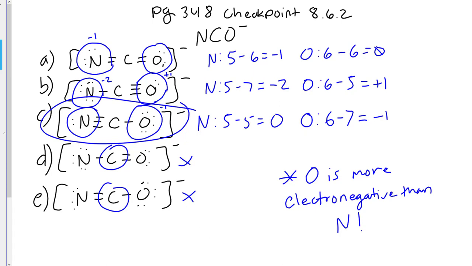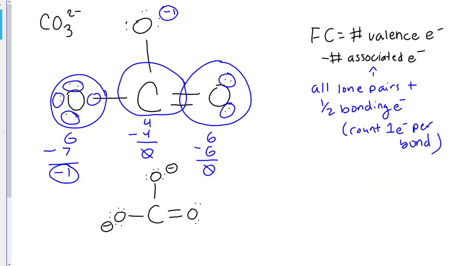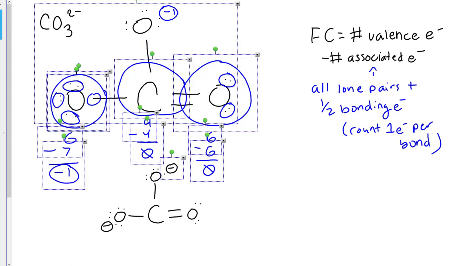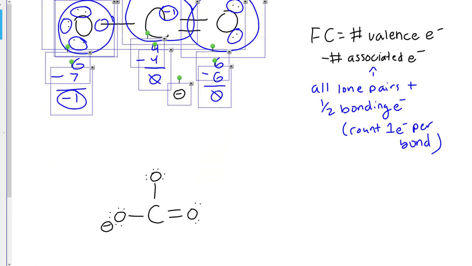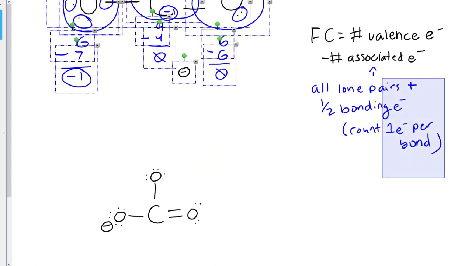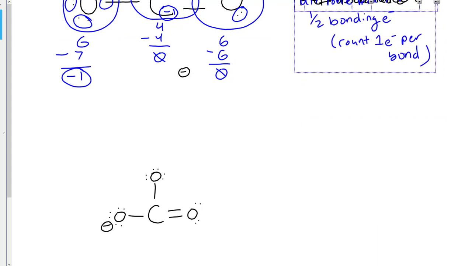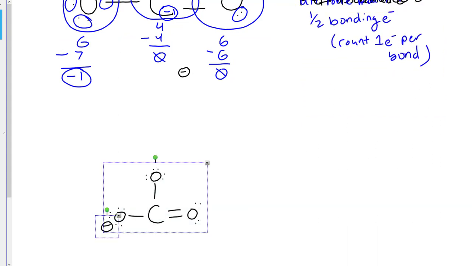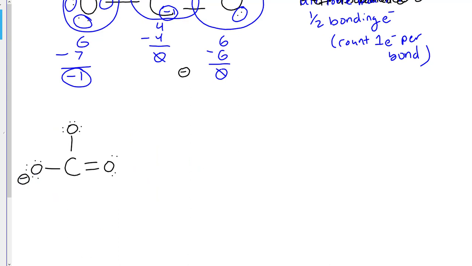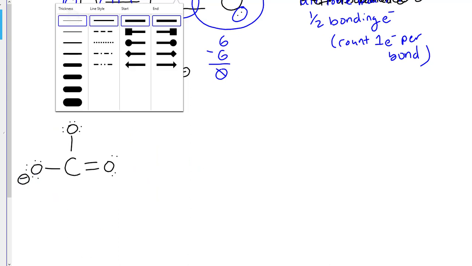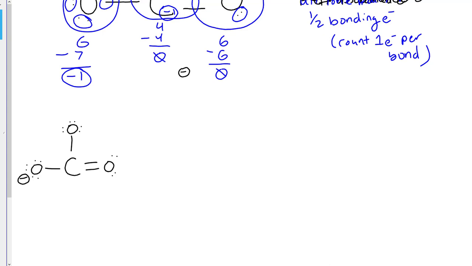Questions about that? Let's look back at this structure here. Actually, let me grab all this stuff and pull it away. All right, so back to our carbonate ion. What if I had drawn it like this?